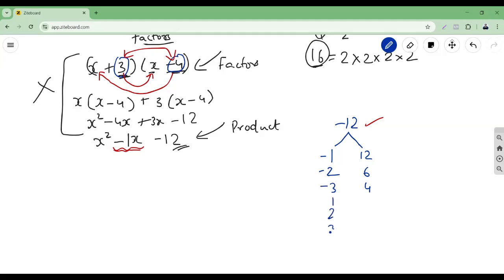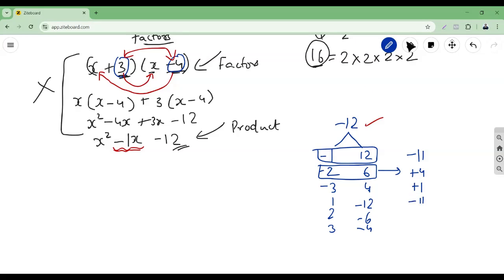Okay. 1, 2, 3, and 12, 6, and 4. All these combinations will give me a minus 12, isn't it? But now, the point is, I have to see which of the two things when I add, I will get a minus 1. When I add these two, I'll get a minus 11. When I add these two, I mean, I'm talking about this, right? I'm talking about this. When I'm adding these two, I'm going to get a plus 4. When I'm adding this one, plus 1. When I'm adding this, minus 11.